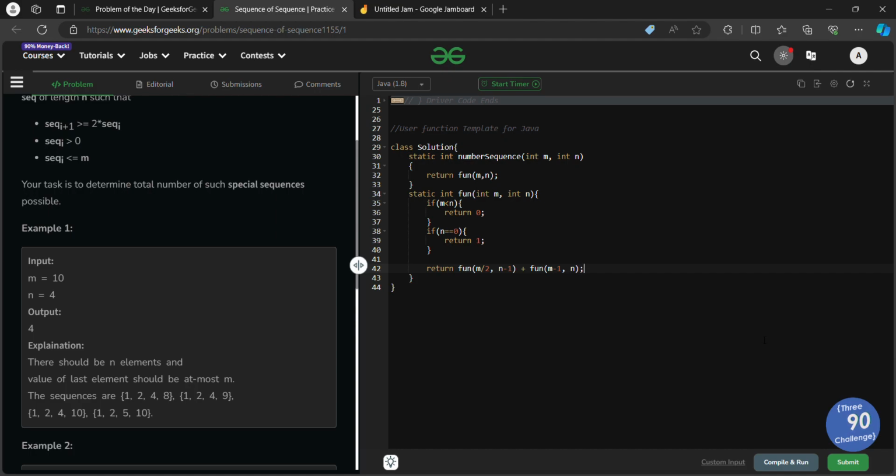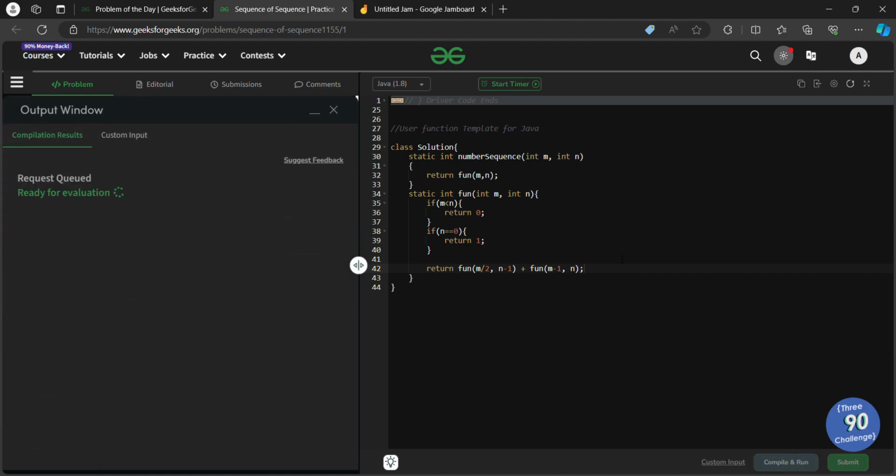Now compile and run the code. Now submit the code.